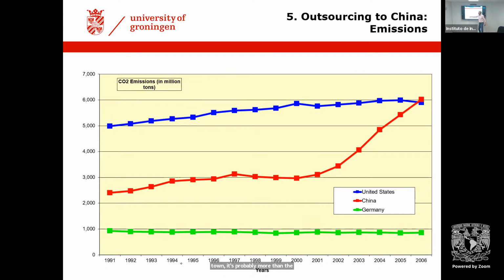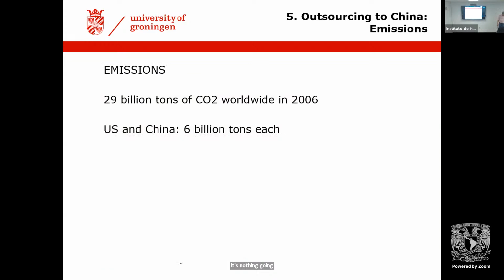As a point of reference, I'm giving Germany here, and as you see, Germany is an extremely boring country. Nothing is going on. It's flat as hell, at least its emission profile. So approximately 29 gigatons of CO2 worldwide in 2005, and the US and China had approximately 6 gigatons each.